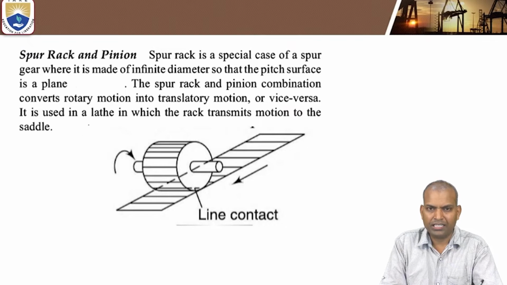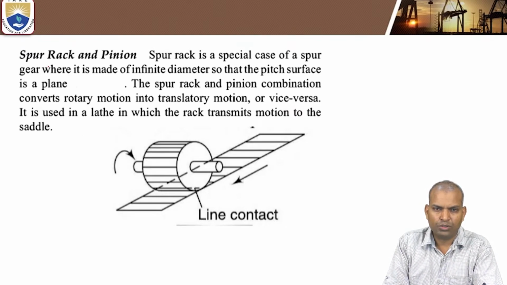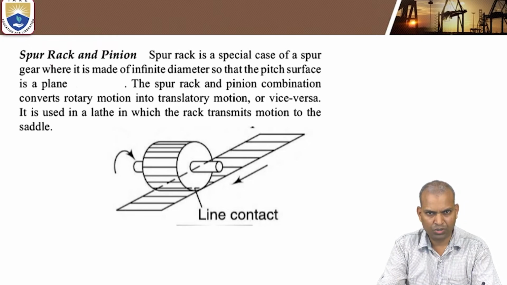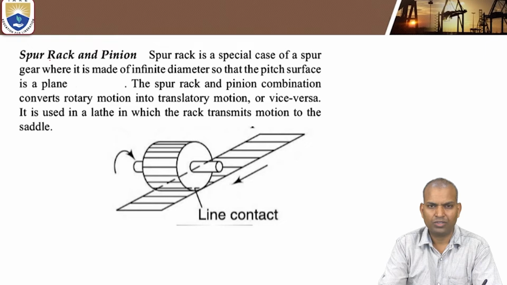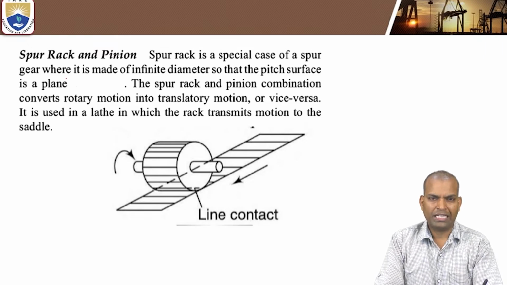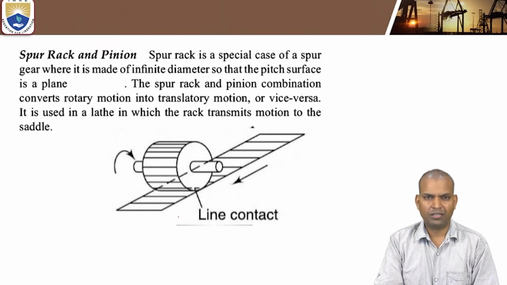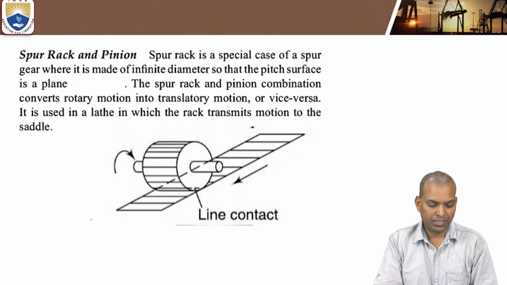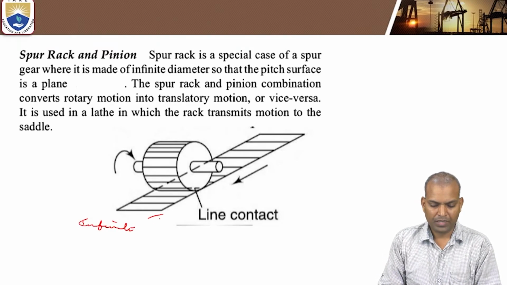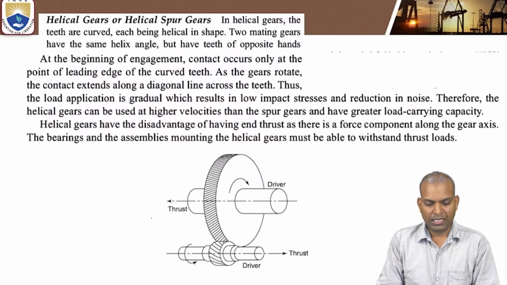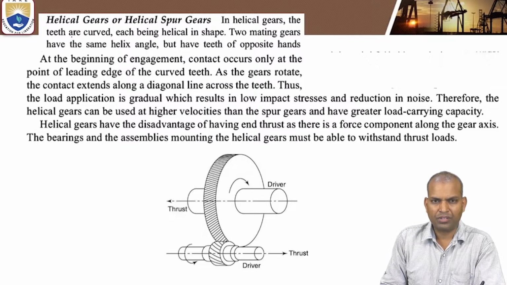Now, the next category is the spur rack and pinion. Wherever motion is to be transmitted from rotary to translatory motion, these rack and pinion gears are used. The radius or the diameter of the rack is infinity because it is straight, and it is translatory motion. Another subclassification of parallel shafts is helical gears.